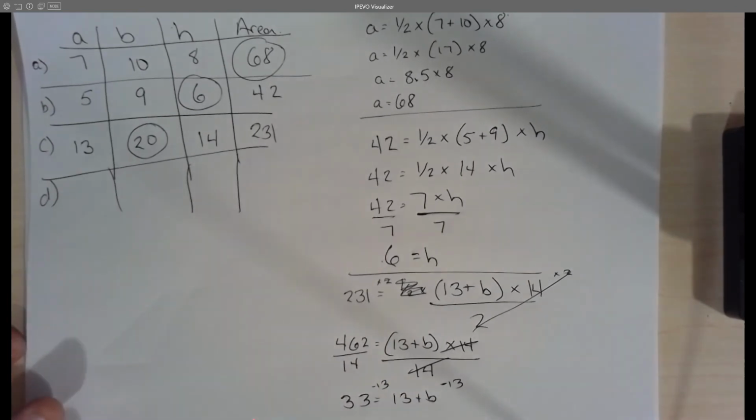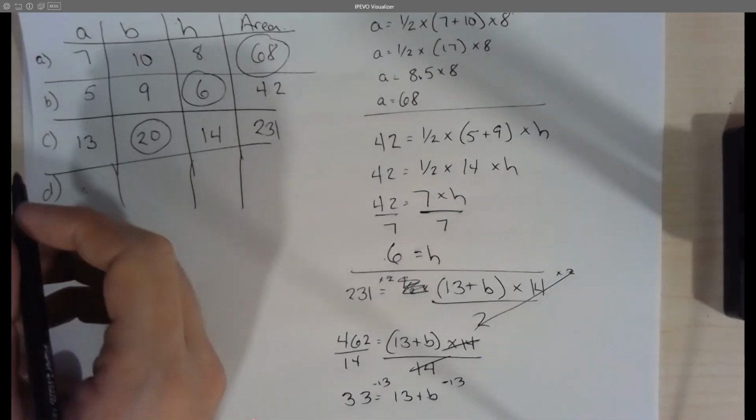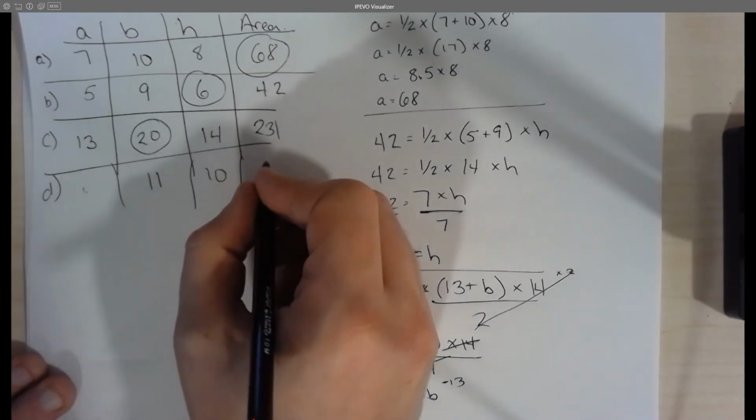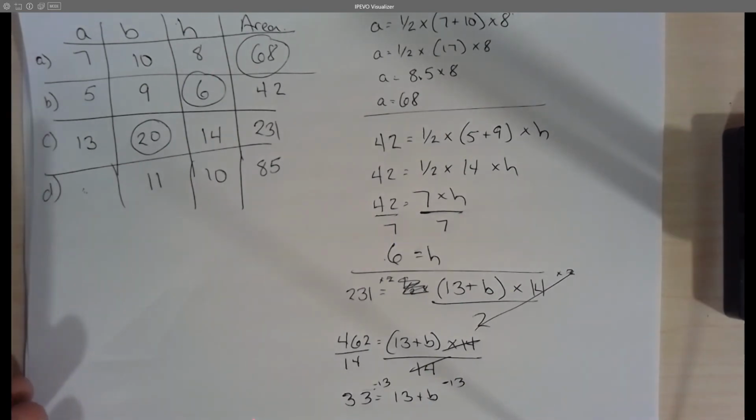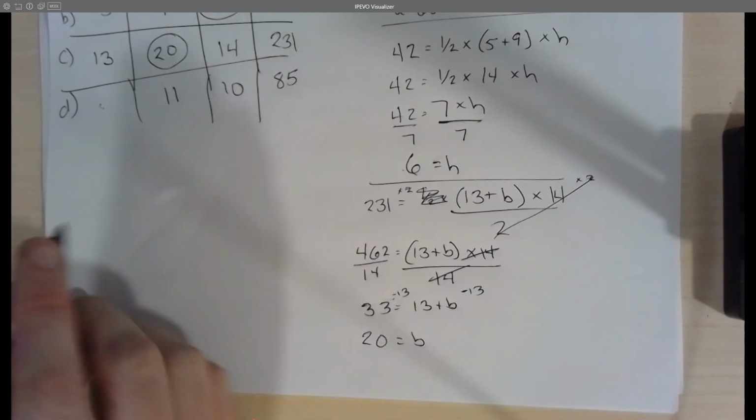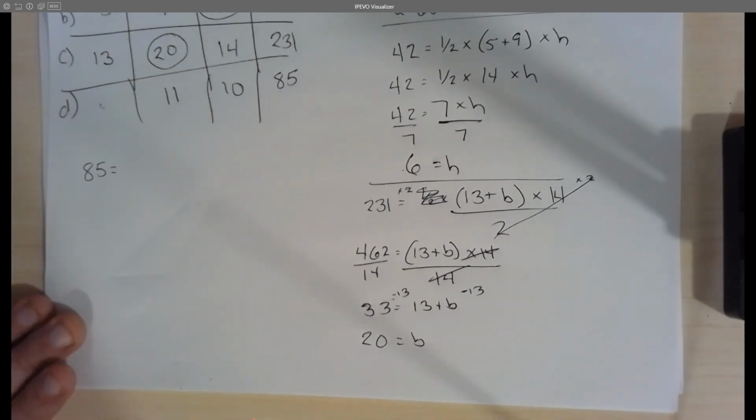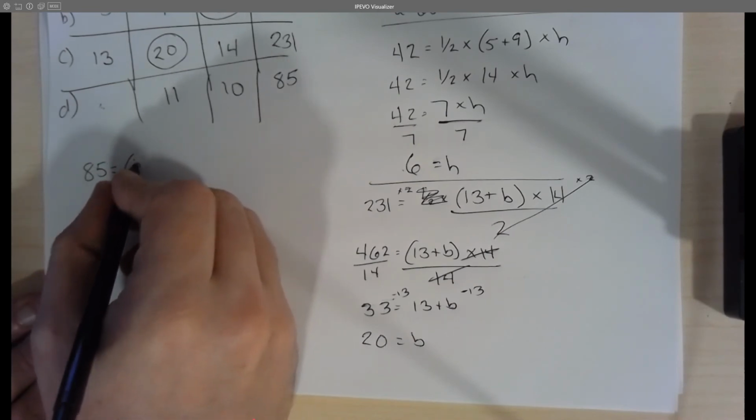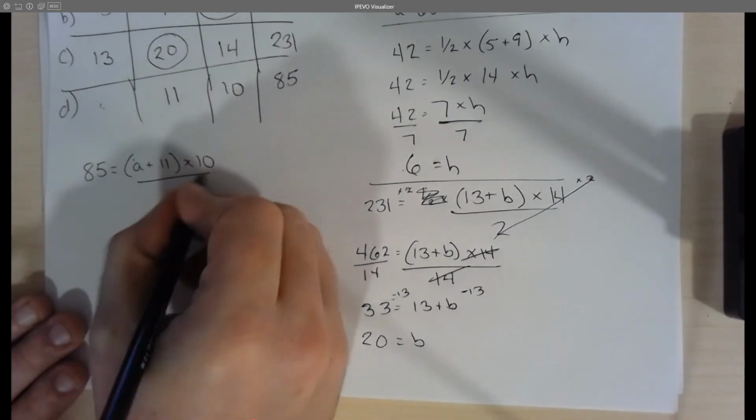D, the last part of this question, we are not given a base 1. We are given a base 2 of 11. We're given a height of 10, and we're given an area of 85. Solving D is the exact same as solving C. The exact same method, but let's step through it regardless. So we're given an area of 85. We don't know base 1, so we're going to call that A, plus base 2 is 11, times a height of 10 divided by 2.